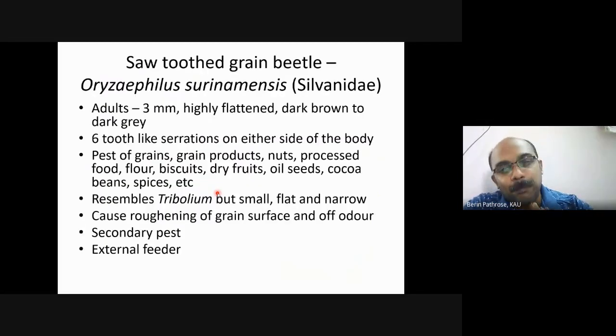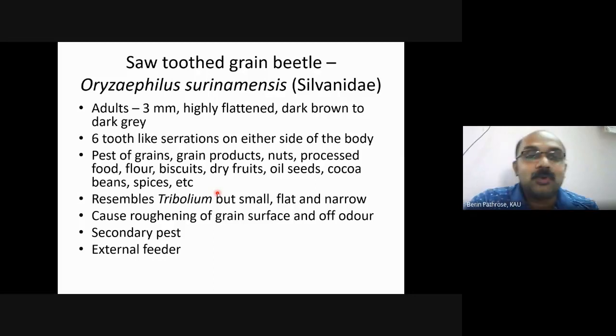Oryzaephilus is a typical secondary pest. We usually detect Oryzaephilus in most of the grains damaged by the primary pests such as pulse beetle, Sitophilus, Rhyzopertha, Trogoderma, whatever it may be. The primary feeders will get Oryzaephilus as a secondary pest. It also usually comes along with Tribolium.